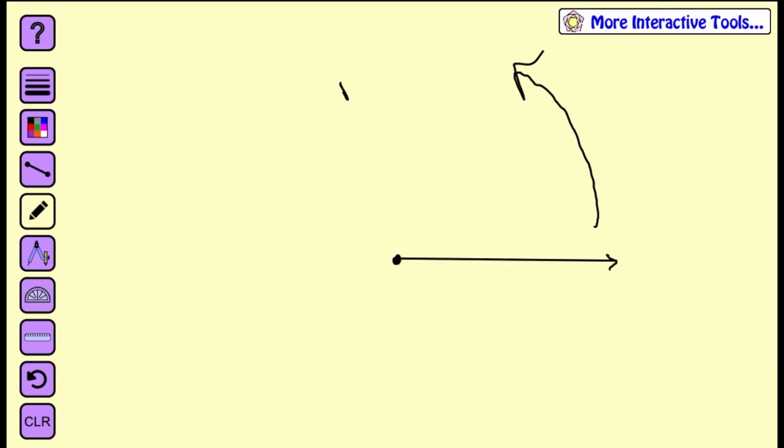Now that we know where it is, we can get rid of our protractor and connect the vertex to that line I just drew, like this. So to end, we need to add arrows, and there we have it, a 108-degree angle.